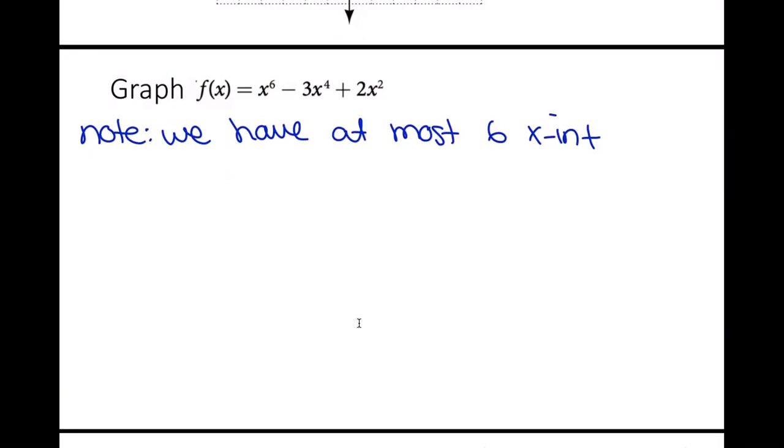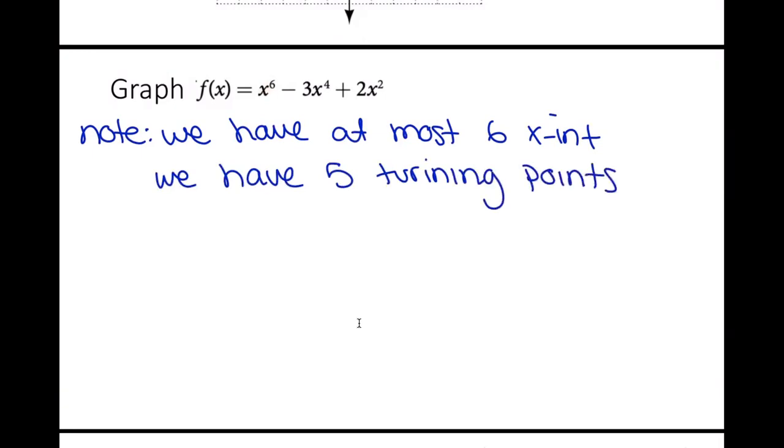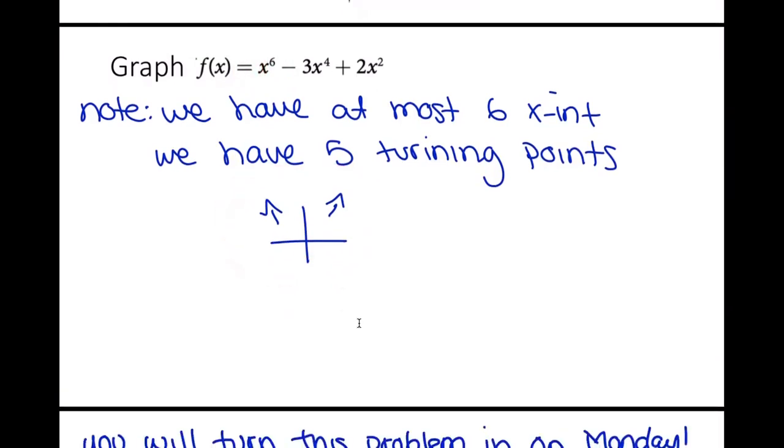Okay, I can find the x-intercepts. I can find the y-intercepts. I know there are 5 turning points since it's a degree 6. I know it's even, so the end behavior of the graph is going to do something like this, or it might do something like this, but since my leading coefficient is a positive one, this is what it's going to look like.